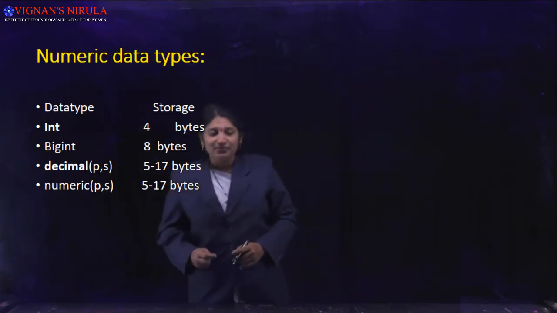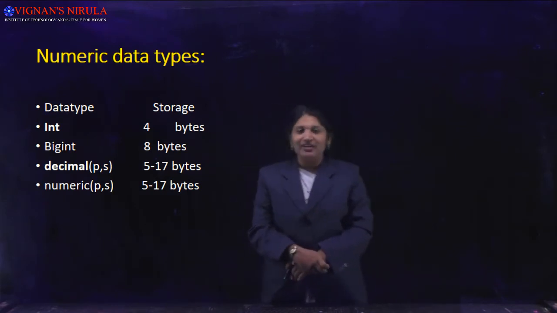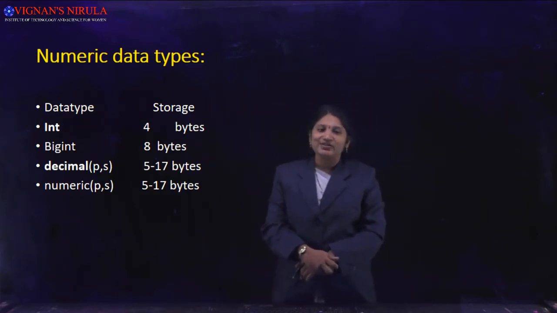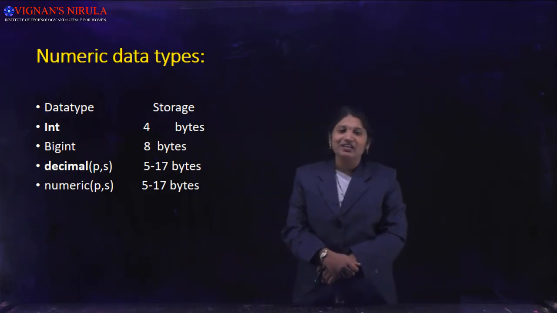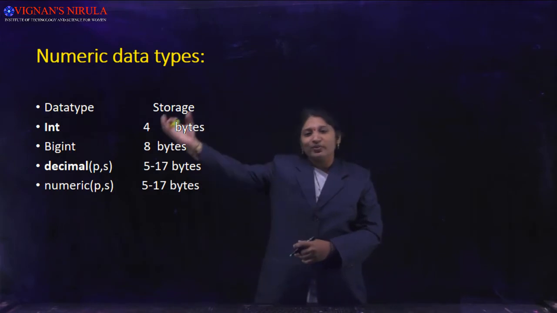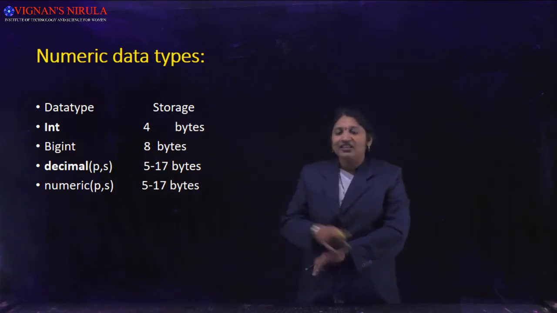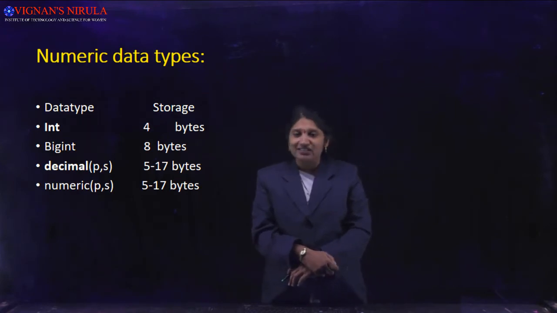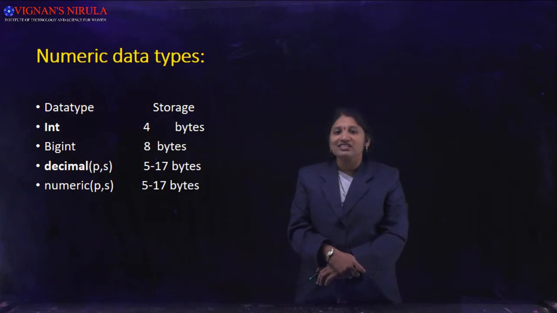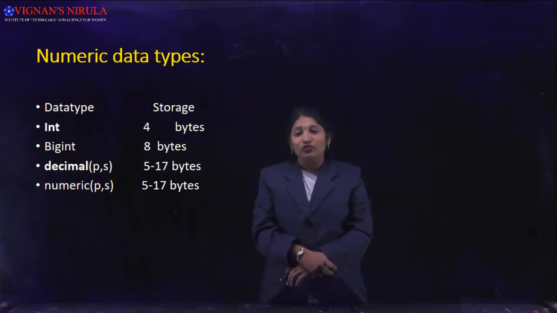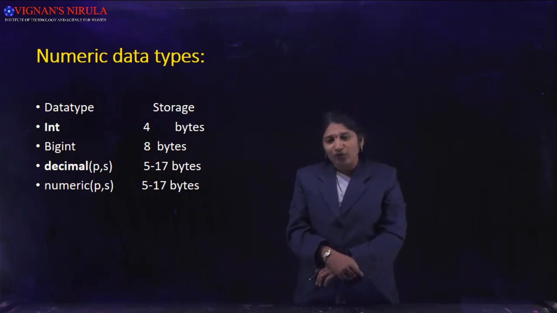The next category of data types in SQL we are going to discuss is numeric data types. As the name indicates, by means of numeric data types we are going to store numeric values, either integers or floating point numbers. There are basically 4 different numeric data types available. The first numeric data type is integer, which occupies 4 bytes in memory. The second data type is bigint, which occupies 8 bytes.